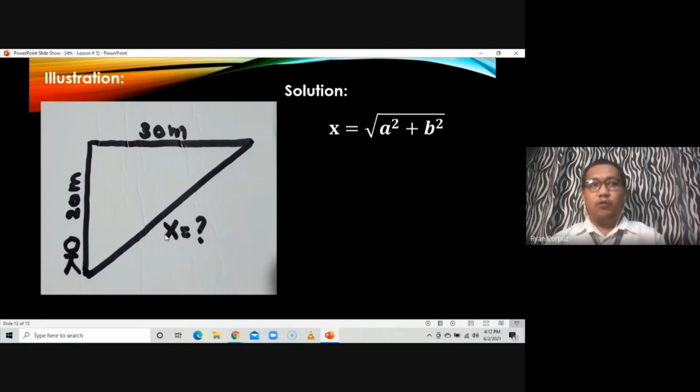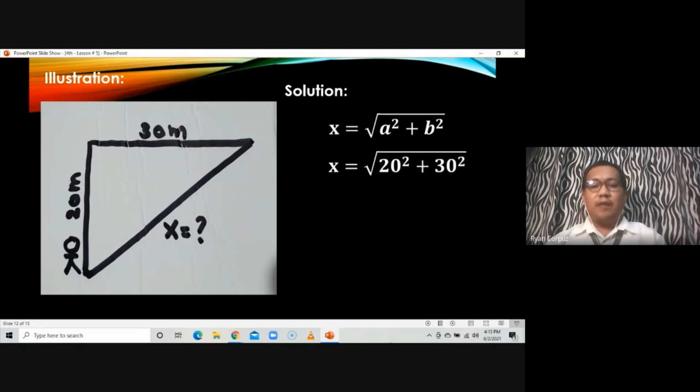We know that the Pythagorean theorem states that the square of the hypotenuse is equal to the sum of the squares of its legs. So pag sinimplify natin, the hypotenuse is equal to the square root of the sum of the squares of its legs. A and B there are the legs of that right triangle. All we have to do is, given naman yung legs, substitute that to the formula. That will be x is equal to the square root of 20 squared plus 30 squared.